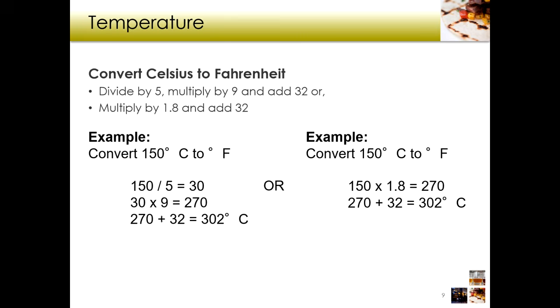In the next slide here, we're converting from Celsius to Fahrenheit, and now we're expecting a bigger number, right? Now this time we do use the same factor, the 1.8 and the 32, but we use them in a different method. In this one, we need to multiply times the 1.8 first, and then we need to add the 32. So in the example, we've got 150 degrees Celsius to Fahrenheit. We're going to multiply the 150 times 1.8, and then we add the 32.